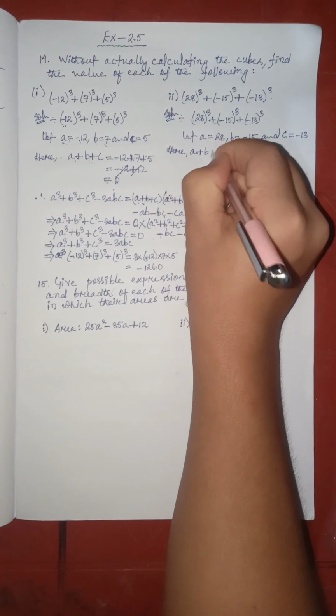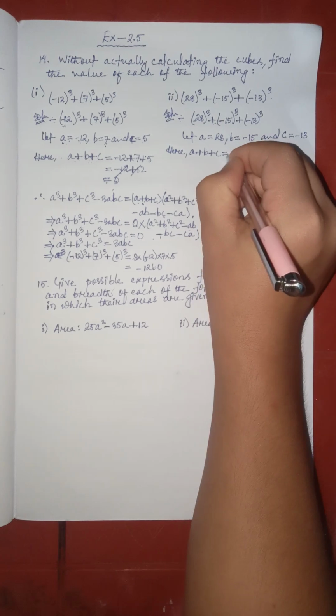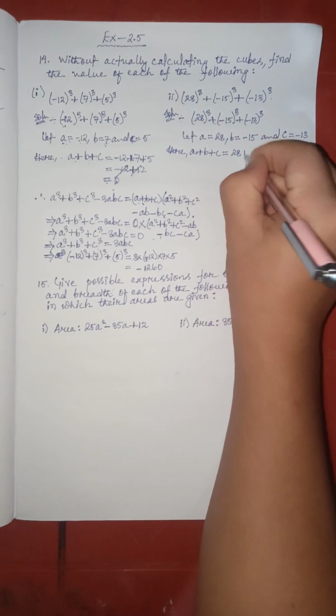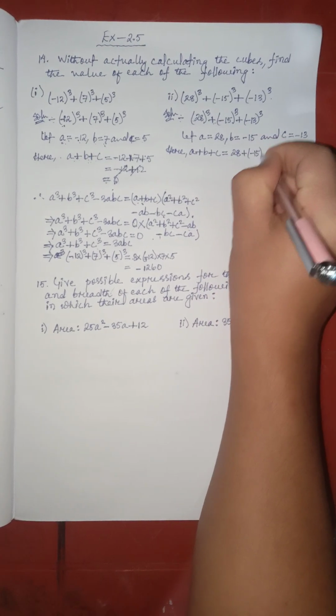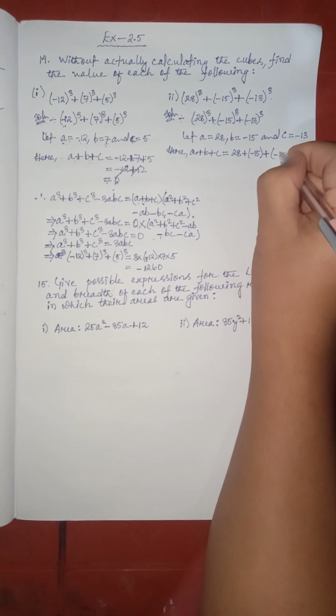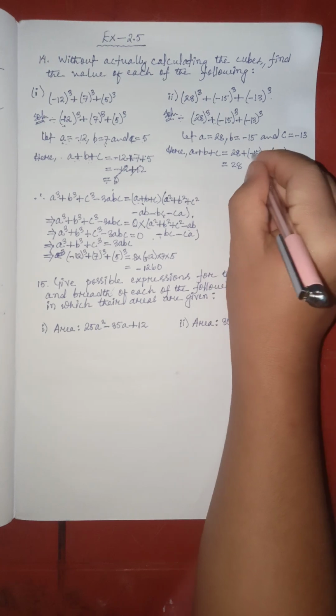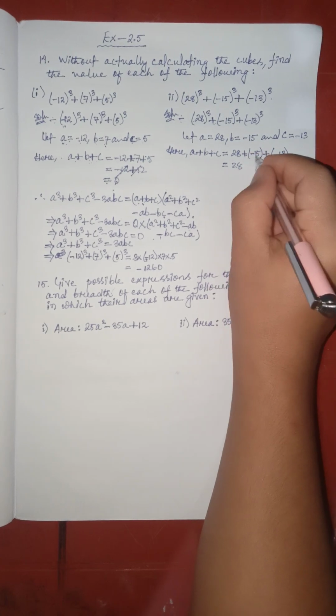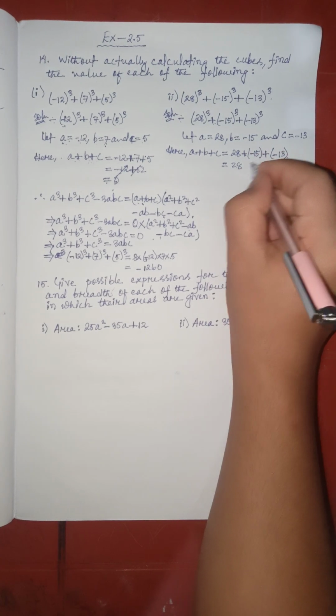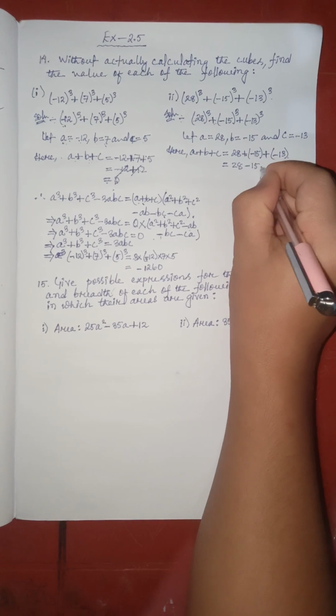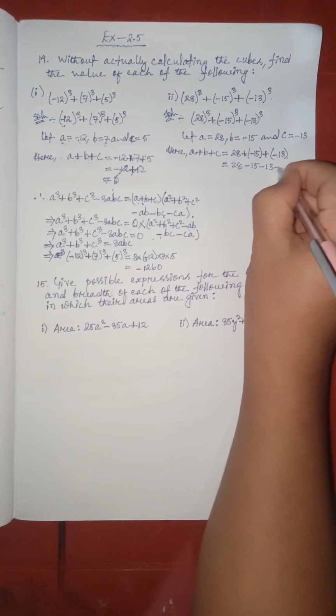A plus b plus c. What is the value of this? Just put it. It will be minus 15, and after that it will be minus 13, alright? And 28 minus into plus will be minus, and minus into plus will be minus, right? It will be minus 15, it will be minus 13.